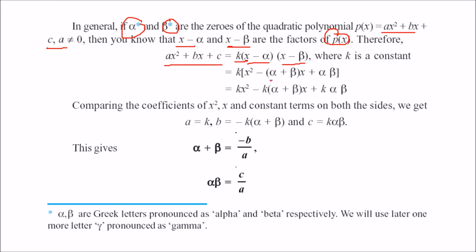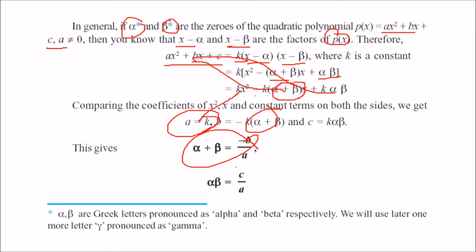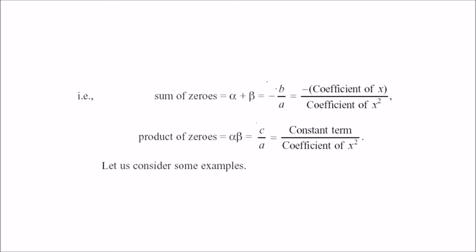So this will be x square minus alpha plus beta times x plus alpha into beta. Take k as 1 now. So alpha plus beta is nothing but minus b by a. Alpha into beta is c by a. This is the solution. If you equate the coefficients with a, b and c, you'll see alpha plus beta is minus b by a, and alpha into beta is c by a. So this is minus the coefficient of x divided by the coefficient of x square. We are considering ax square plus bx plus c.